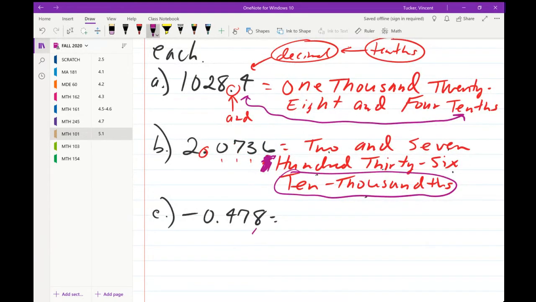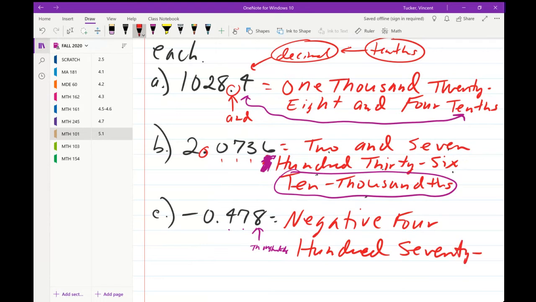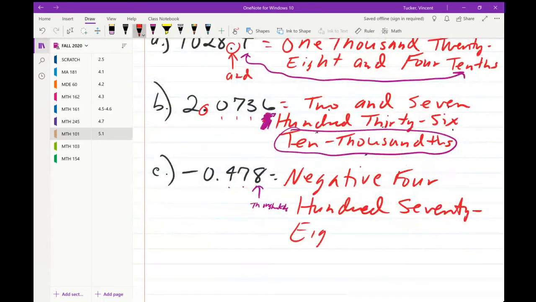And then here, when we get to this last one, we're going to have to end it. This is tenths, hundredths, thousandths. So when we finish writing that, we have to end it in the thousandths place because of that eight. So that's going to be negative 478 thousandths.